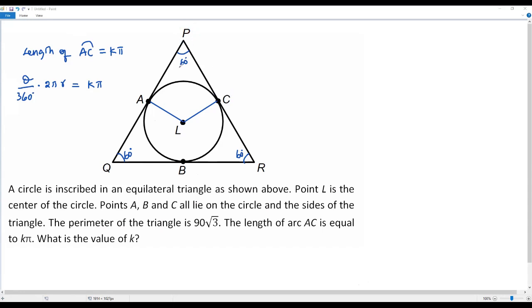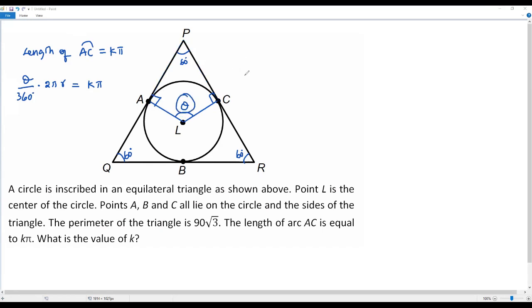When we draw a tangent to a circle, at the point of tangency, the angle between the radius and the tangent is always a right angle. So here we have a right angle, and here we have a right angle, and we know that this is the central angle of the arc AC, and we assume the measure of this angle as theta. Now let's consider the quadrilateral PALC over here. In a quadrilateral, the sum of the four interior angles is equal to 360 degrees.